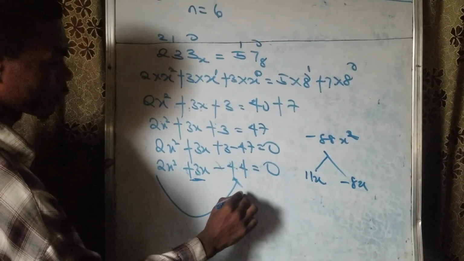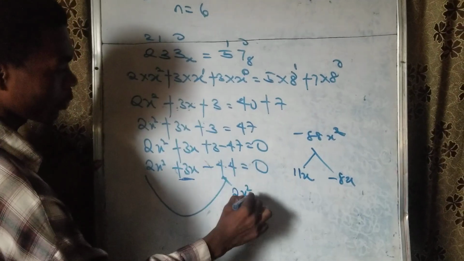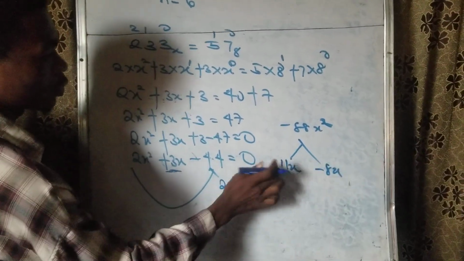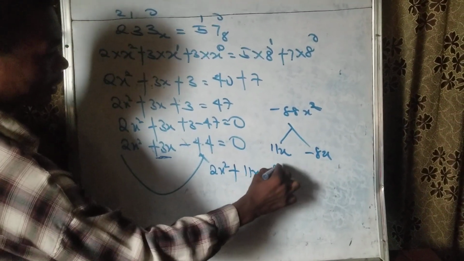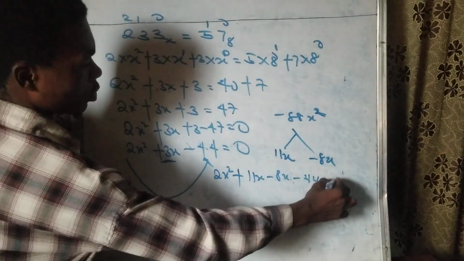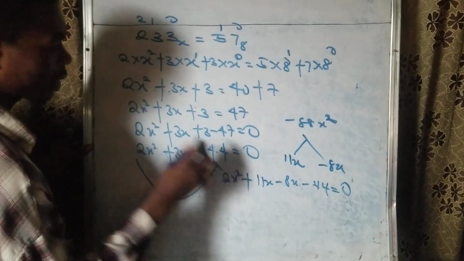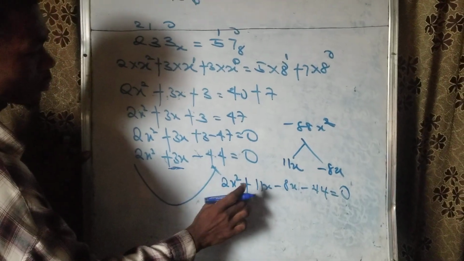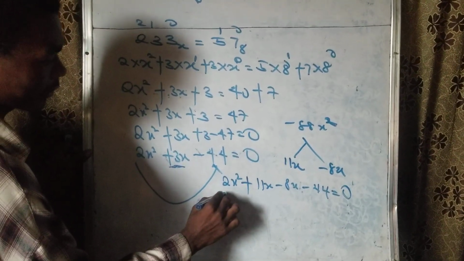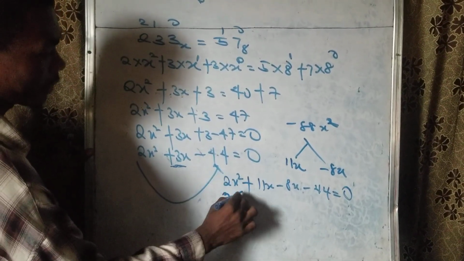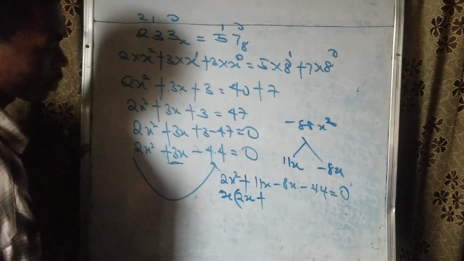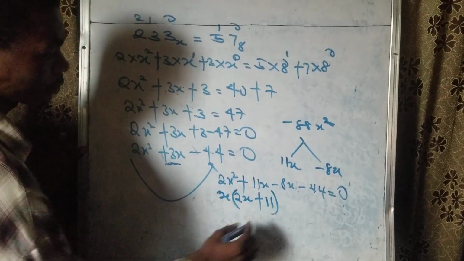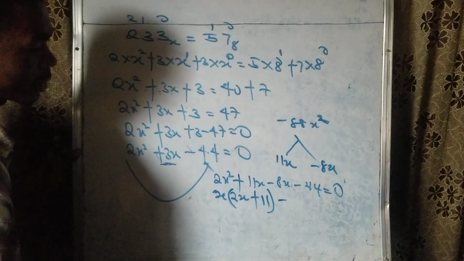Let's express this very well. So here we'll have 2x squared plus, instead of writing 3x, I'll write 11x minus 8x minus 44 equals 0. So here, what are we going to do? What's common in this particular place? We're having x common. So what will I have here? I'll have 2x plus 11.